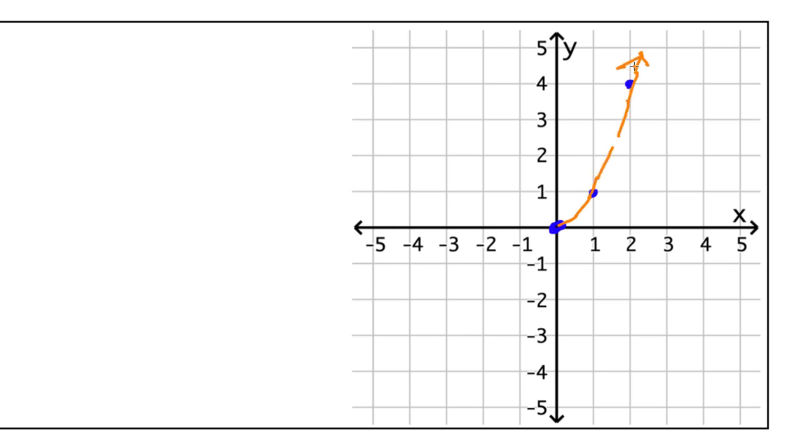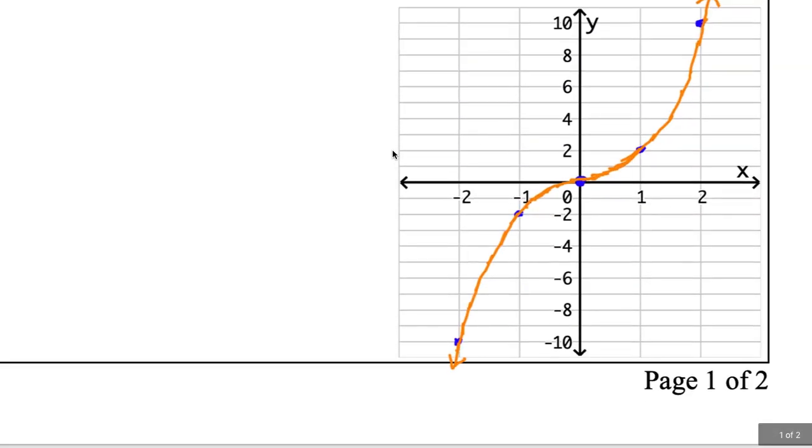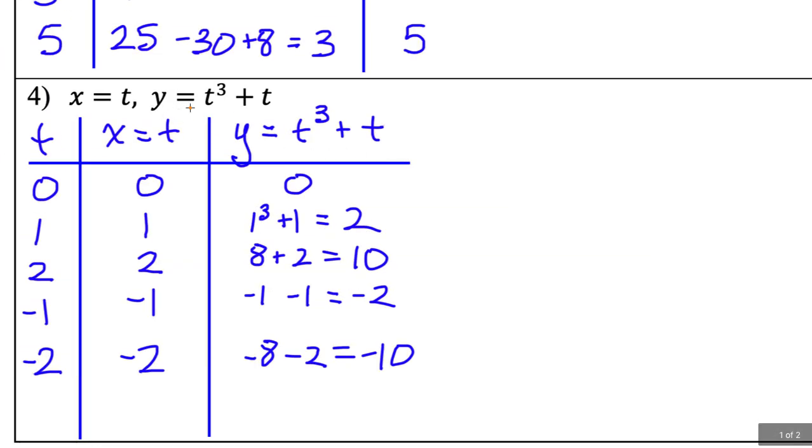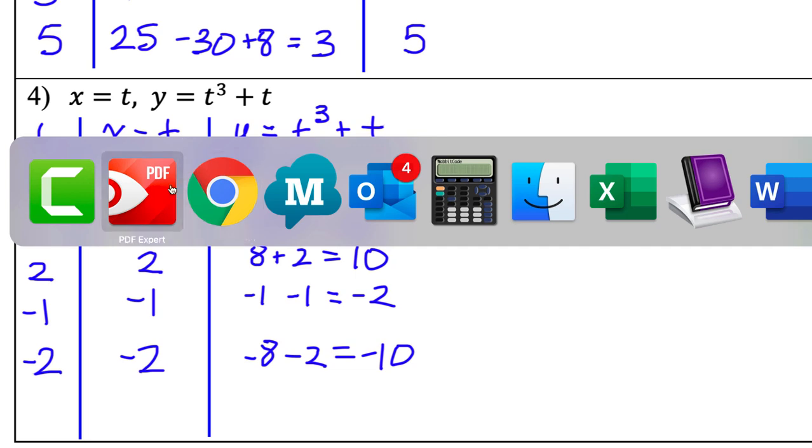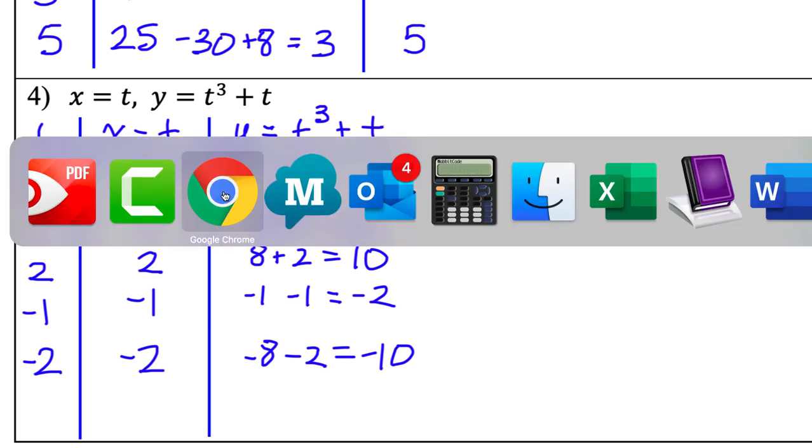Let's go ahead and check. Did I even check the last one? I didn't, but I'm really confident that I did that. Let's just double check that one really quick. So x is equal to t.